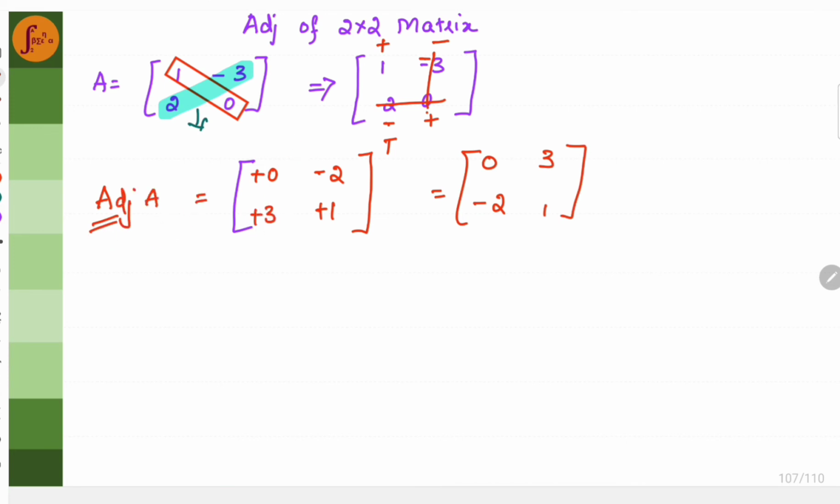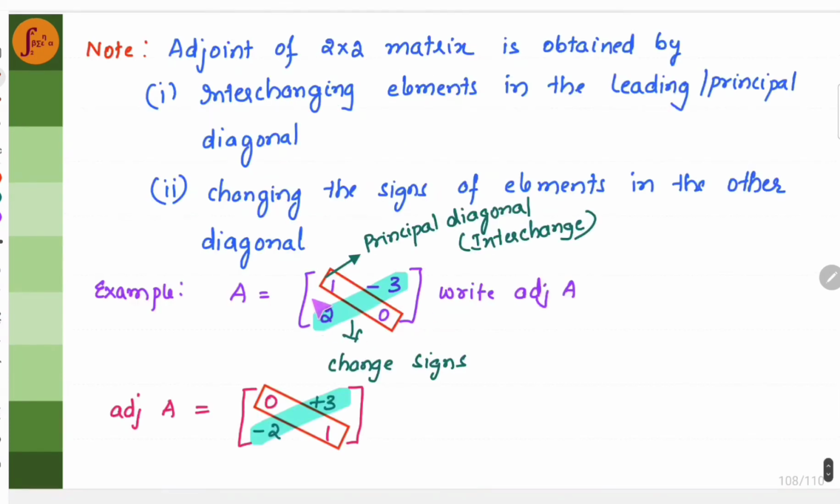Now there is a shortcut. You can avoid all of these steps to find the adjoint. The shortcut is, whenever you have a 2 by 2 matrix, you take the principal diagonal or leading diagonal, from the left side to the right side. Take the elements and interchange them, so 1 0 will become 0 1. And in this other diagonal, you just reverse the signs. Here you have minus 3, it will become plus 3. Here you have 2, it will become minus 2. That's all. In just a few seconds, you'll get the adjoint of a 2 by 2 matrix instead of doing all of these steps.